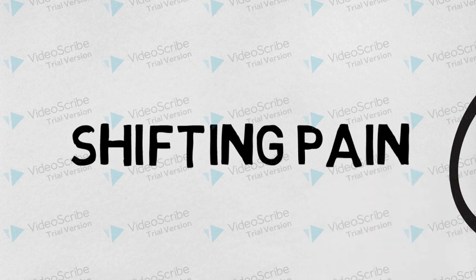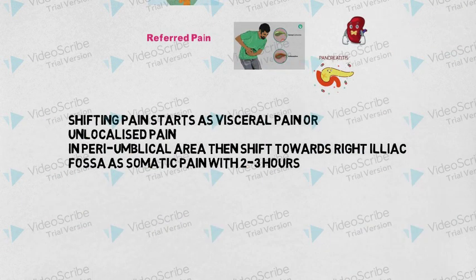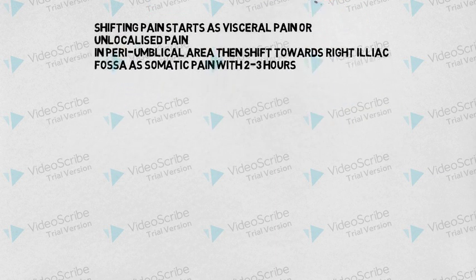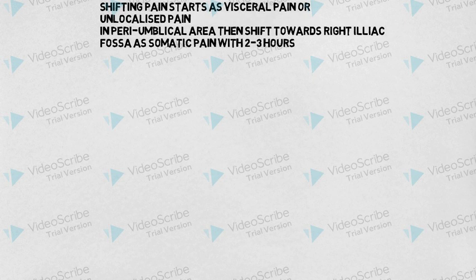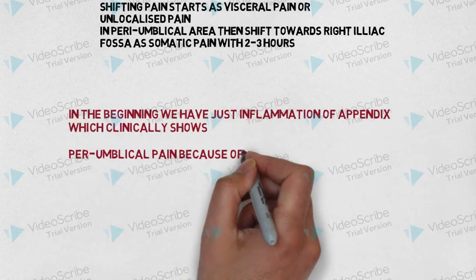First type is shifting pain, where the patient comes to you complaining about the initial pain in the periumbilical area, which is diffusely unlocalized pain, and we call it also visceral pain, that shifted after 2-3 hours to the right iliac fossa. Now, let's clarify how this happened exactly.